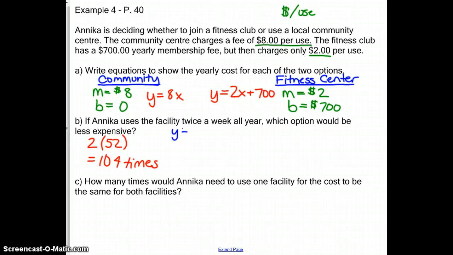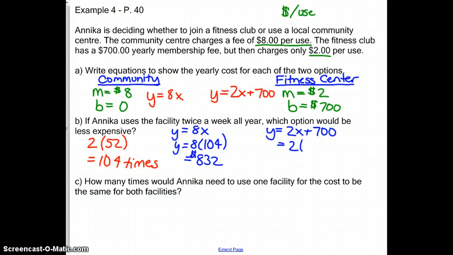So the community one is y equals 8x, or y equals 8 times 104. So our amount there is $832 if she would go twice a week all year. Then for the fitness center, which is y equals 2x plus 700, we're again going to plug in 104 for x. 2 times 104 plus 700 ends up being $908. So the cheaper option would still be to go to the community center.